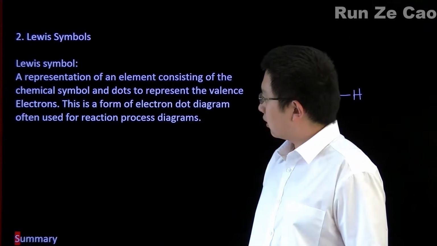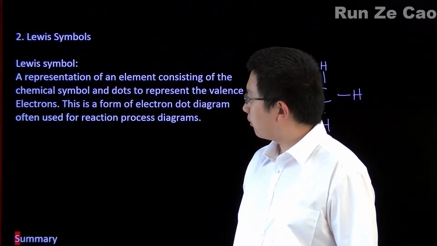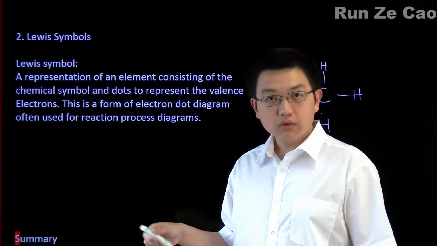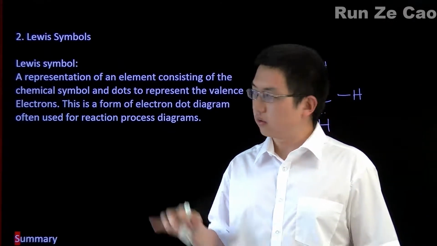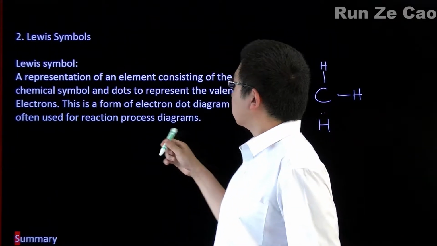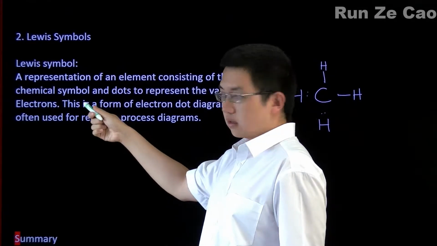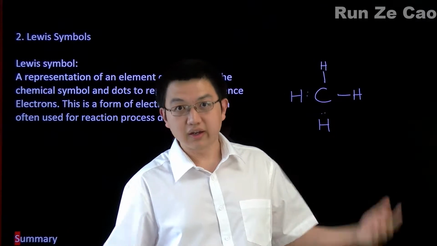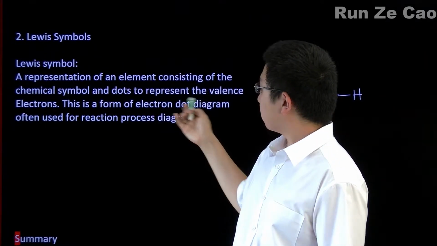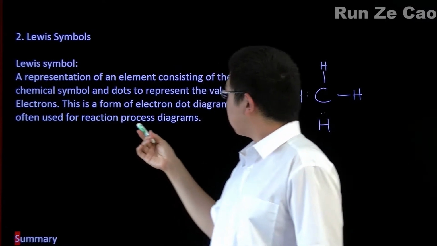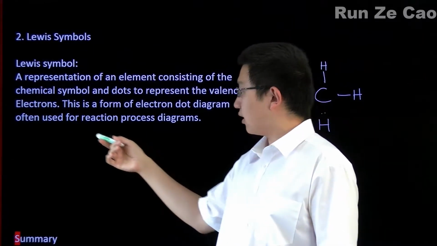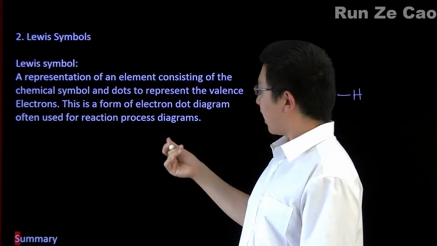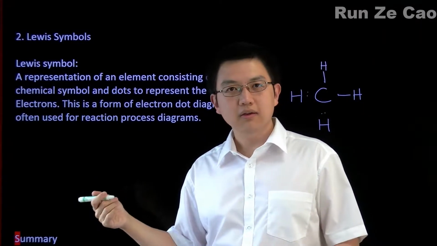Now, if you've heard of the term Lewis acids and Lewis bases in relation to acidity and basicity, we will be learning that eventually, but that's for quite a distant future. So, it consists of the chemical symbol and dots to represent the valence electrons. This is a form of electron dot diagram that's often used for reaction process diagrams. Wait a second, what's a reaction process diagram, we might say?